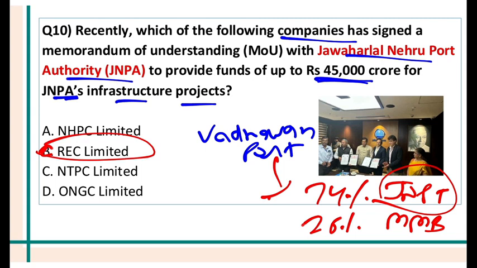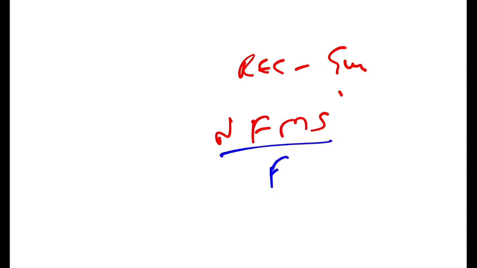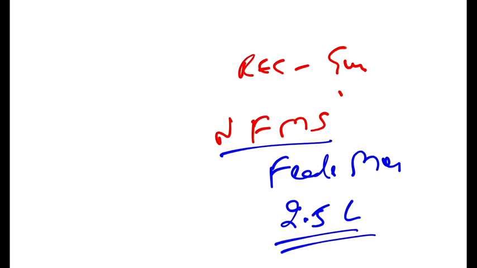And Jawaharlal Nehru Port Authority is based in Navi Mumbai, right? So 45,000 crore loan for JNPA's infrastructure projects will be given by REC. Also, at the REC headquarters, which is in Gurugram, recently National Feeder Monitoring System was launched. National Feeder Monitoring System Control Center was launched, which will give you the real-time data of 2.5 lakh power feeders across India.